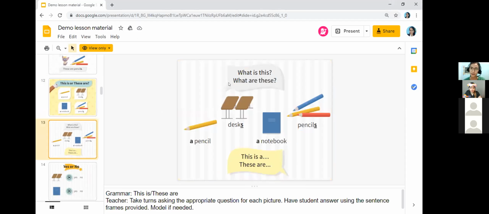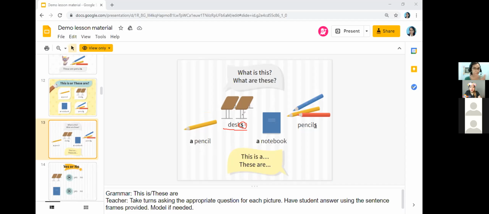Ina. Pencil. Pencil. What is this? This is a pencil. Very good.